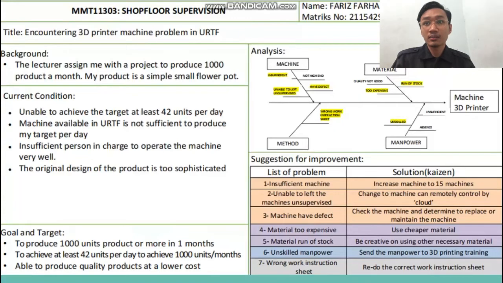Then material is too expensive. The solution is to use cheaper material. Another problem is material is run out of stock. The solution is to be creative in using other necessary material. Last problem is unskilled manpower. My solution is to send manpower to 3D printing training. And lastly, wrong work instruction sheet. The solution is to redo the correct work instruction sheet.